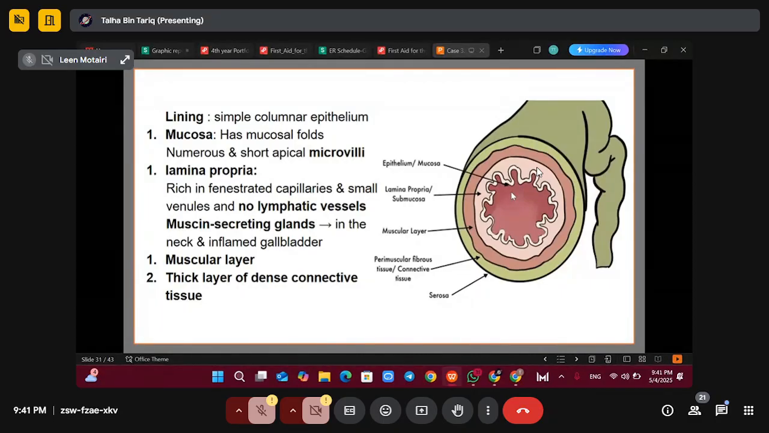Then you have the lamina propria. The lamina propria is just below the epithelium, and you can also call it the submucosa. So first we have the mucosa, then the submucosa. Sub means under the mucosa. That's why its name is submucosa. It basically has the fenestrated capillaries and the small venules, and it does not have any lymphatic vessels. This is very important. So what does it contain? The fenestrated capillaries and the small venules, but it does not have any lymphatic vessels.